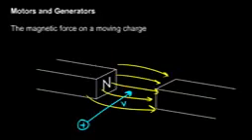It turns out that any moving charged particle like this, moving across these magnetic field lines, or a charged particle moving across a magnetic field, will experience a force. And the direction is given by the right-hand rule.